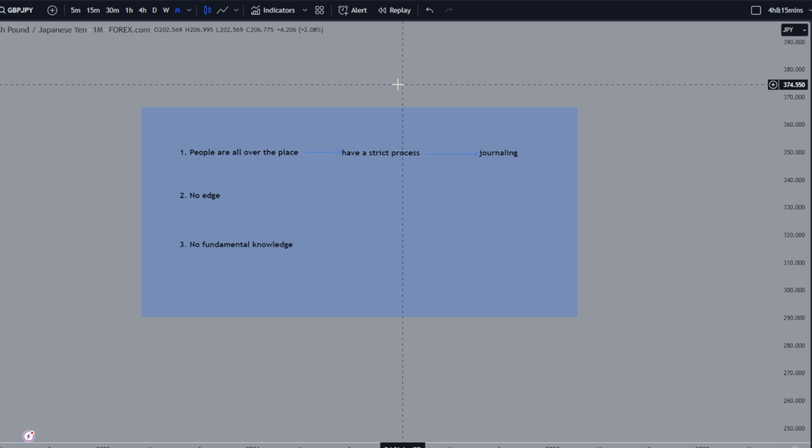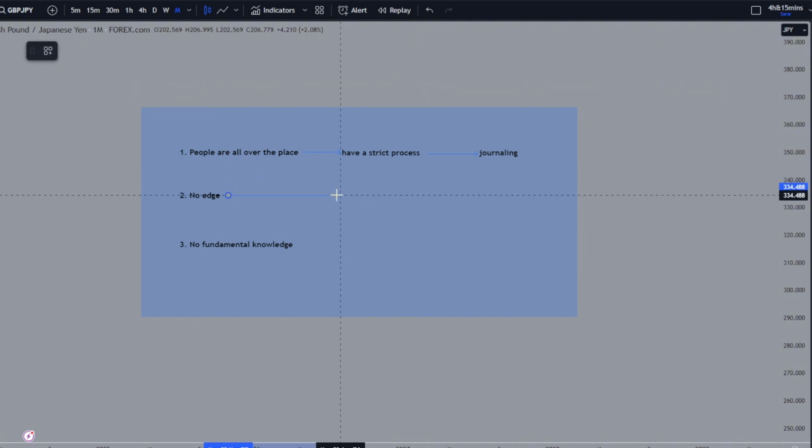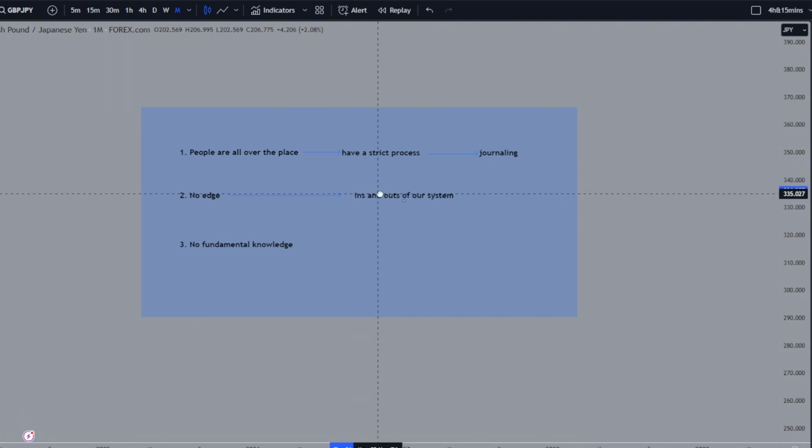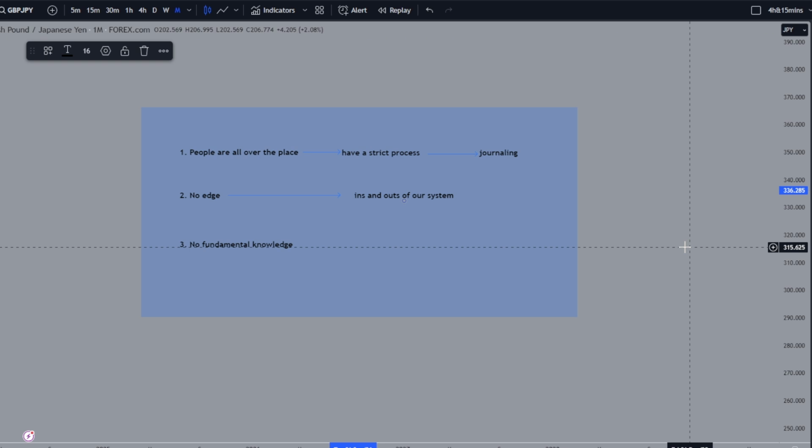And this is where we come into point number two: no edge. We know exactly the ins and outs of our system. We will get into the charts, and I will show you an example of a trade or a system that we follow, and you can take advantage of that and maybe build that onto your own system. We know what our usual stop sizing is, what our usual targets are, how we get into a trade, how we scale into a trade, and what we can expect: how much our trades will move, how long it will take, all these things.